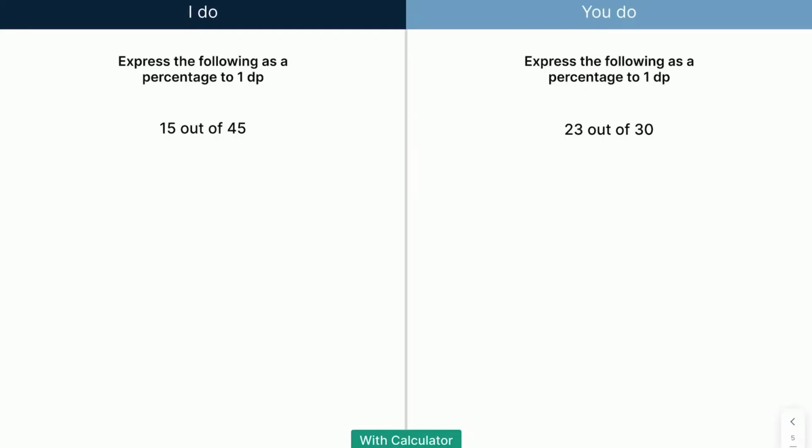So the way my videos work, I'm going to do the example on the left, which is I do. You are then going to press pause and have a go at the example on the right, which is you do. And the bottom of the slide tells us that, for example, this is. So this is with a calculator.